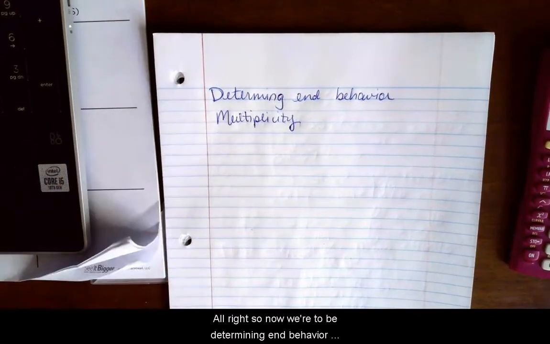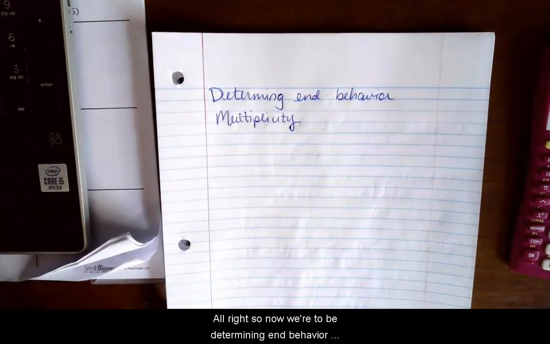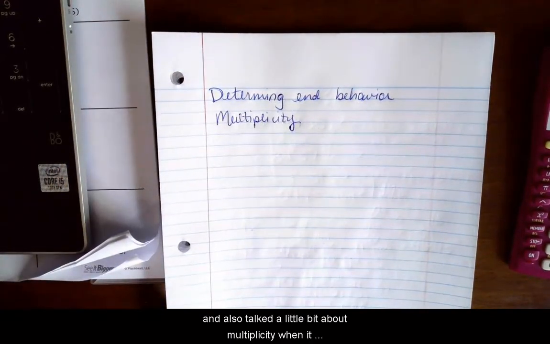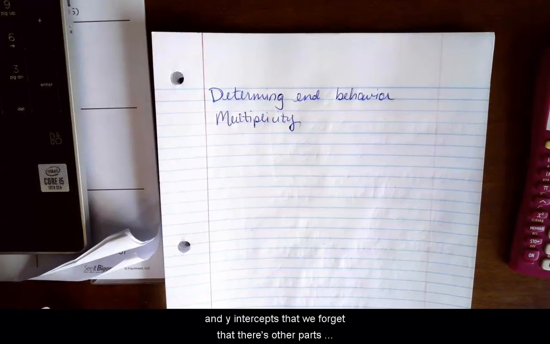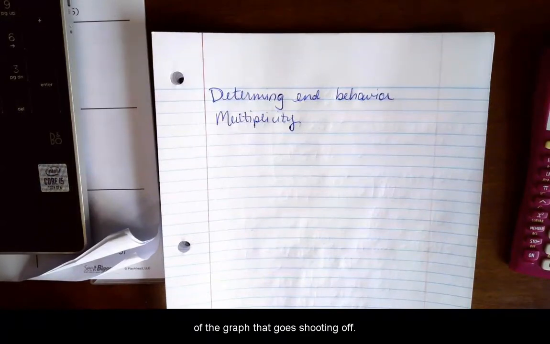All right, so now we're going to be determining end behavior and also talk a little bit about multiplicity when it comes to graphing polynomial functions. So end behavior, we spend so much time looking at x-intercepts and y-intercepts that we forget that there's other parts of the graph that go shooting off.